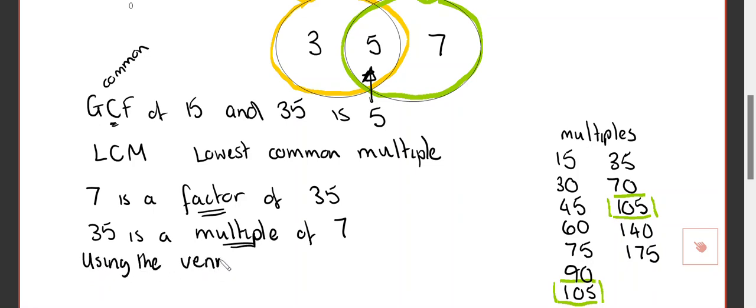So using the Venn diagram, and now I'm just going to do it, and let's see if you can spot what I did. It's 3 times 5 times 7 equals 105. Do you all spot what I did? What did I do, Abby?